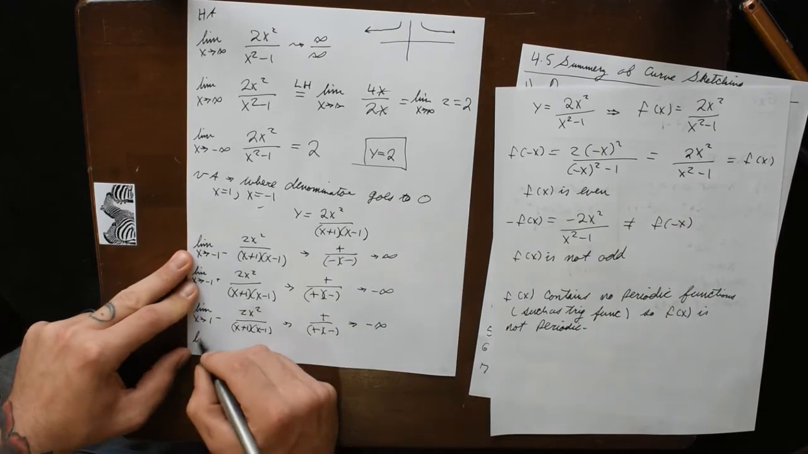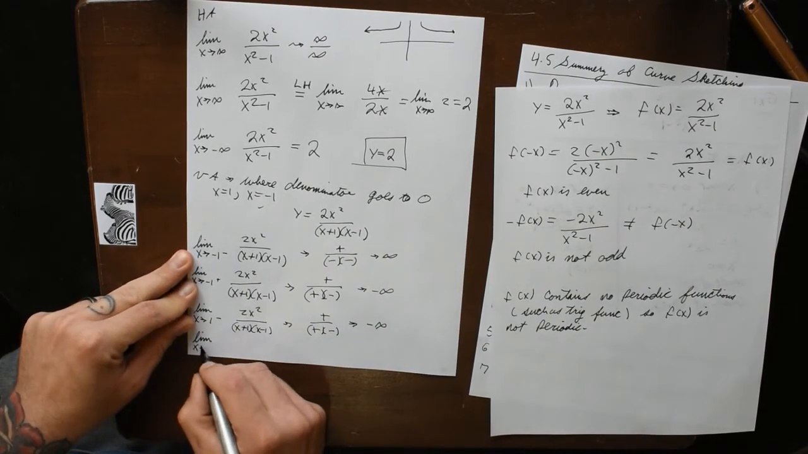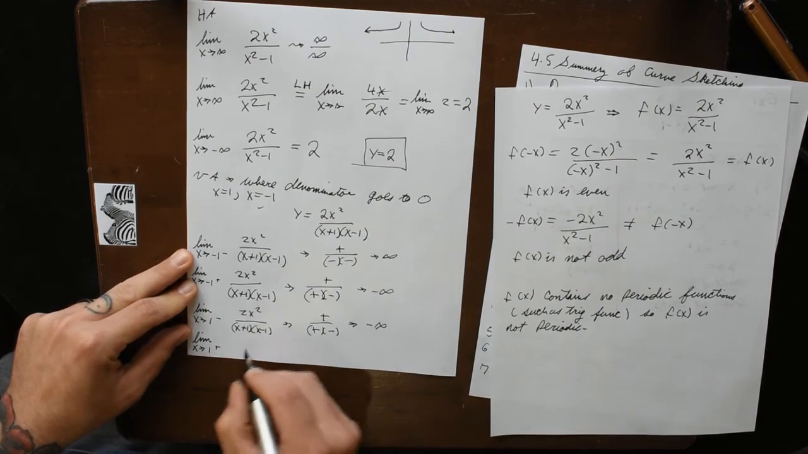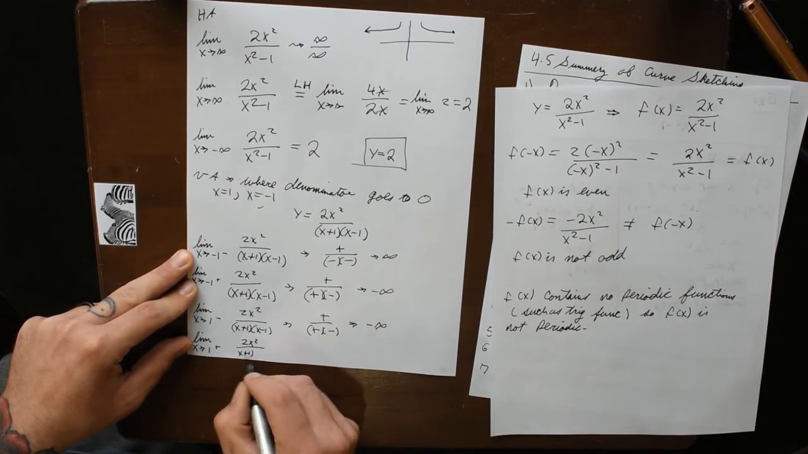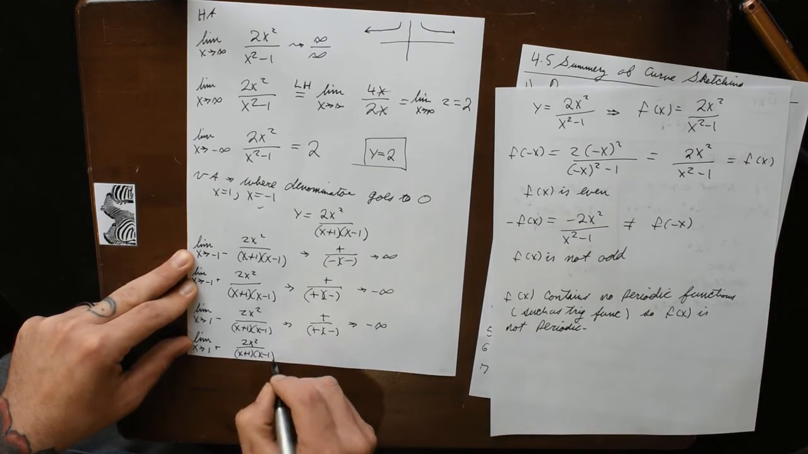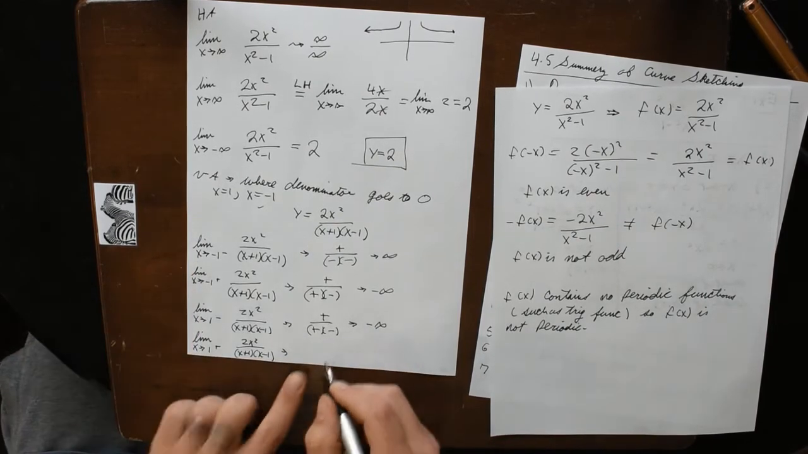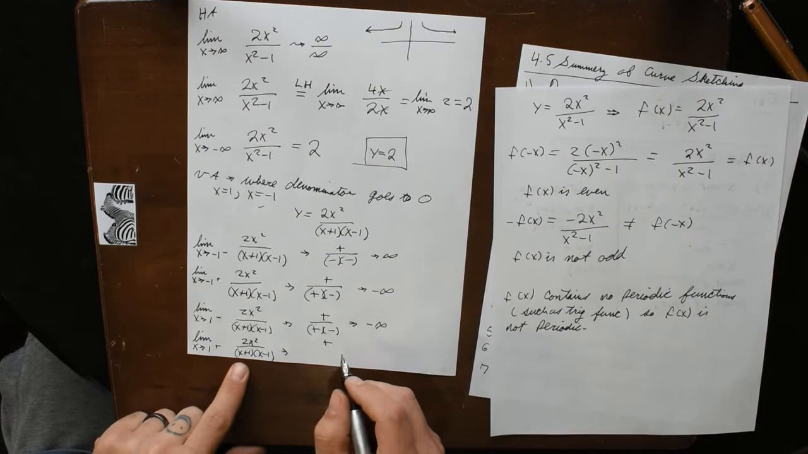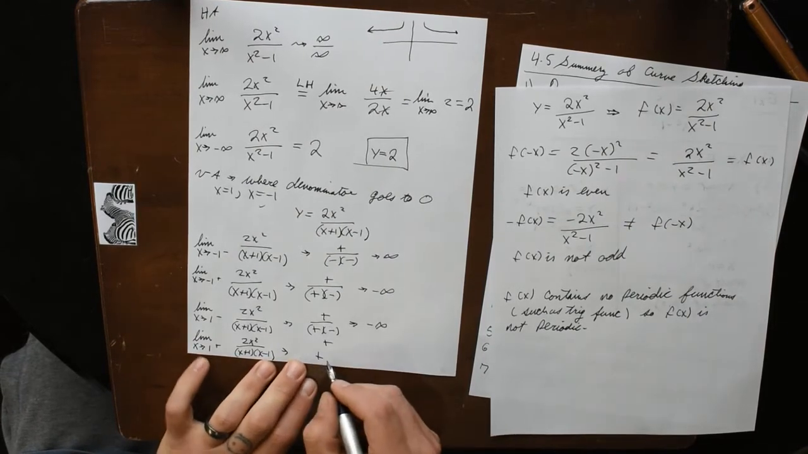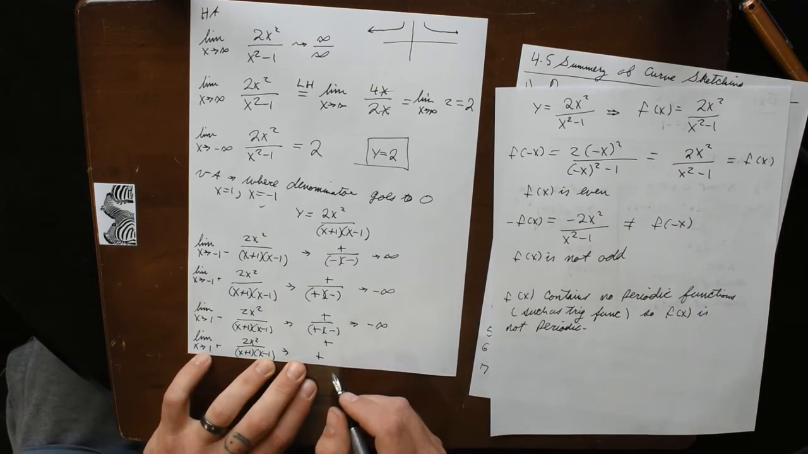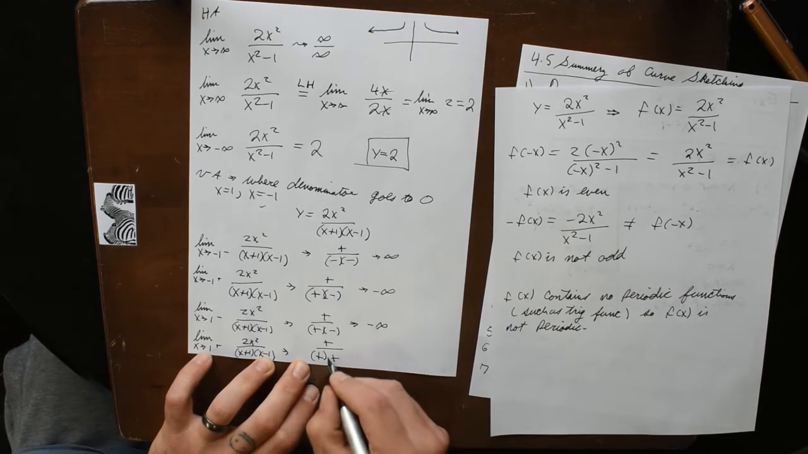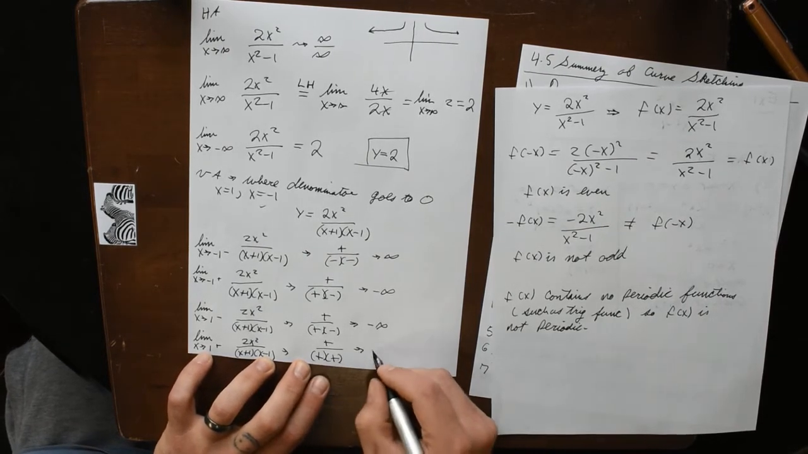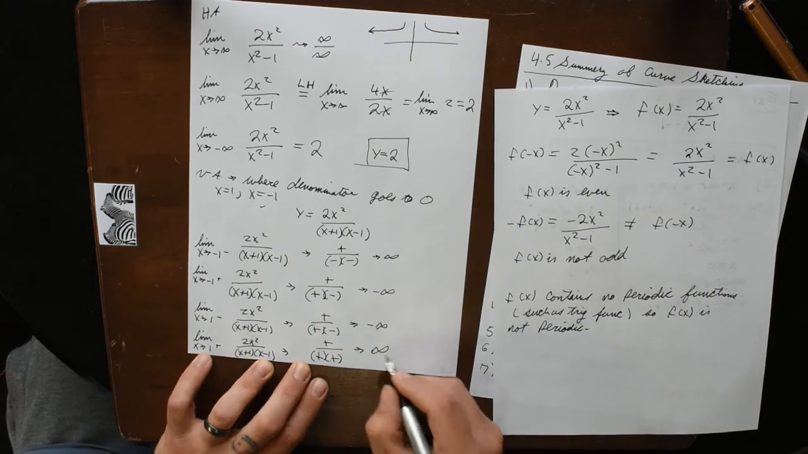And finally the limit, as x goes off to 1 from the right, of 2x squared over x plus 1 times x minus 1. Numerator is positive. Whatever value of x is, x plus 1 is positive. And x is always slightly bigger than 1, so x minus 1 is always a positive number. And we get positive infinity.